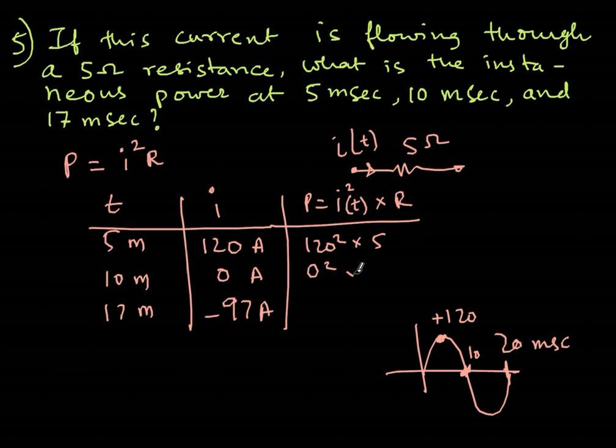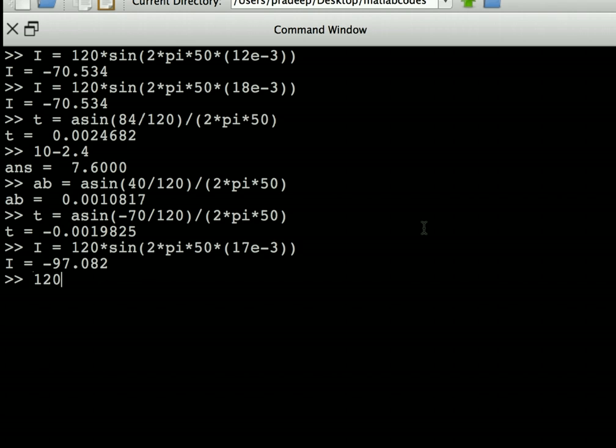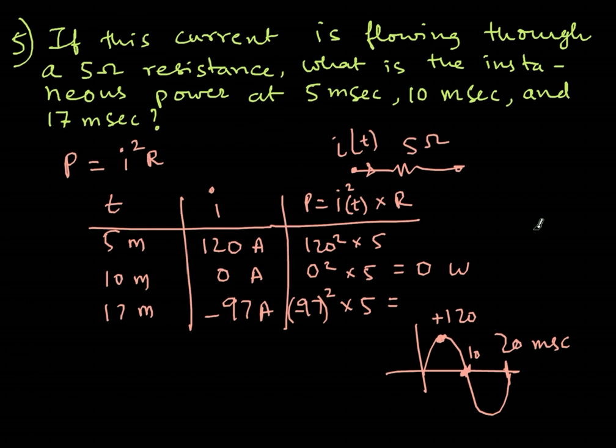So 0 square into 5, of course it is 0 watts. And here 97 square. Although minus is there, it becomes plus. So how much is it? Let's do that. 120 square into 5 is 72,000, so this is 72,000 watts, or it is 72 kilowatts.